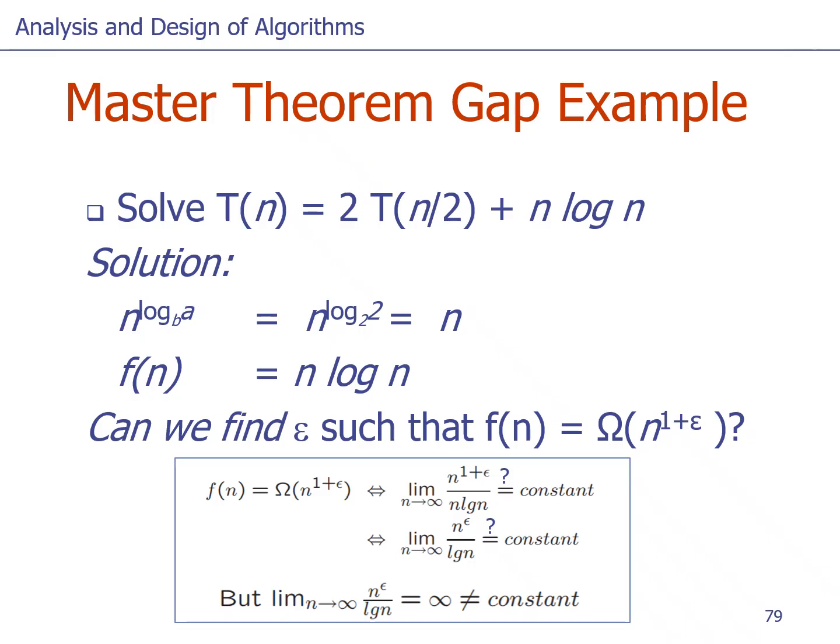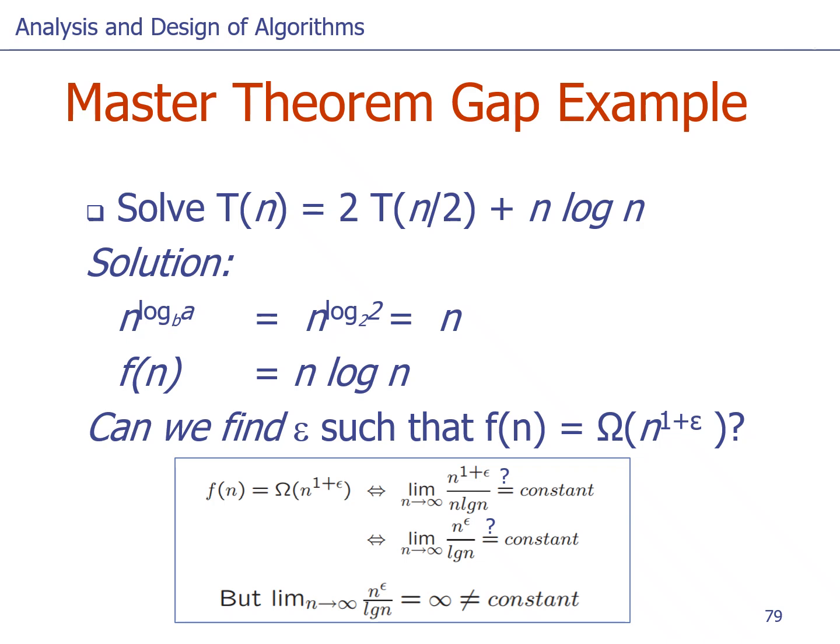So let's see a gap example. Solve T of n equals 2 T of n by 2 plus n log n. So we're doing additional work in addition to the splits of the data. At every level, it's n log n. So n to the power of log a base b: a is 2, b is 2, so it's n to the power of log 2 base 2, which is n, because log 2 base 2 is 1. So f of n is n log n. Now, the difference between n log n and n is not polynomial.